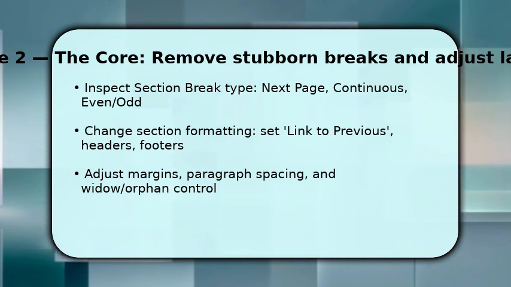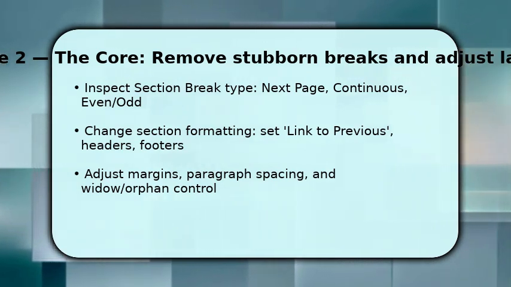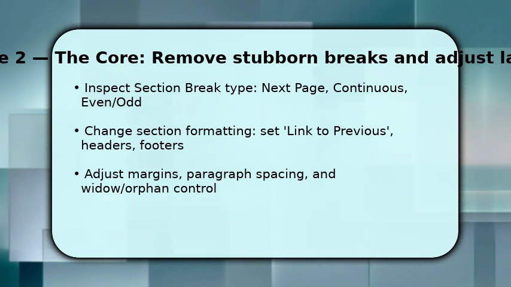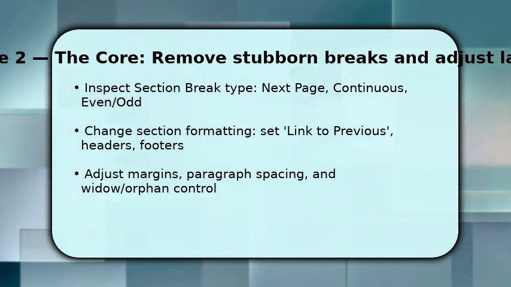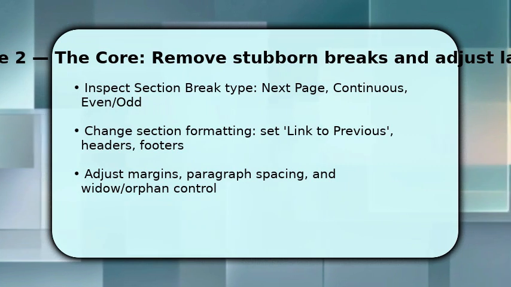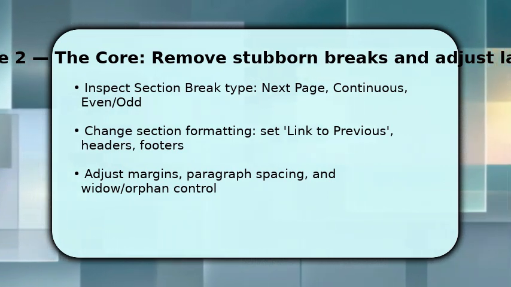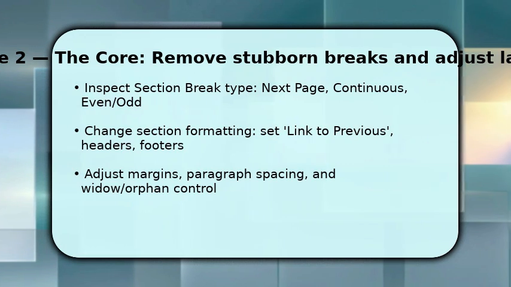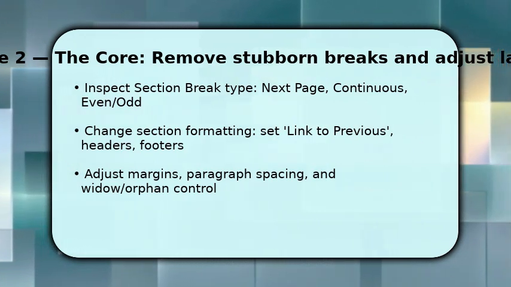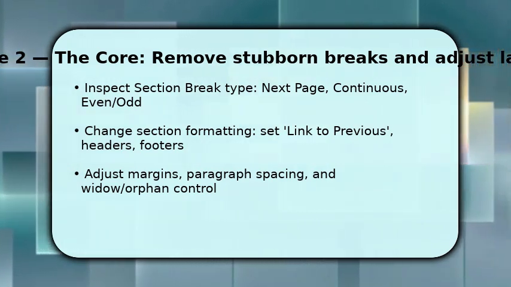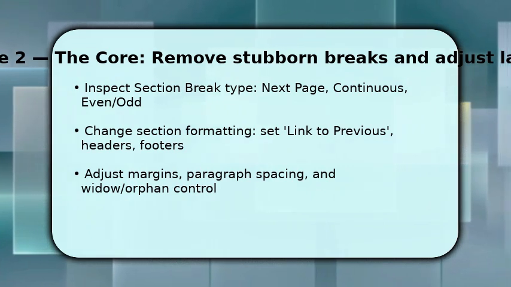If headers or footers cause spacing, use link to previous to unify or break linking to edit only the target section. Reduce extra top or bottom margins and remove large paragraph spacing. You can set spacing to 0 pt. Additionally, check widow and orphan control that may push lines. Disable it temporarily to reclaim.